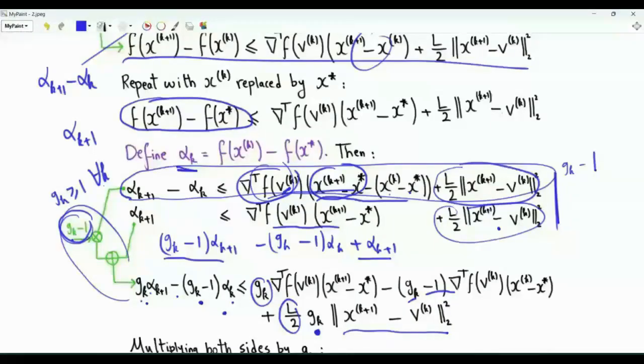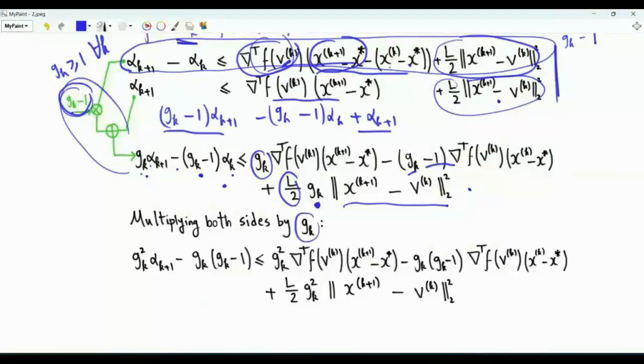Reaching this inequality, multiply both sides by gk. Every gk here becomes gk squared, and every gk minus 1 becomes gk times gk minus 1. There is a missing alpha k here.